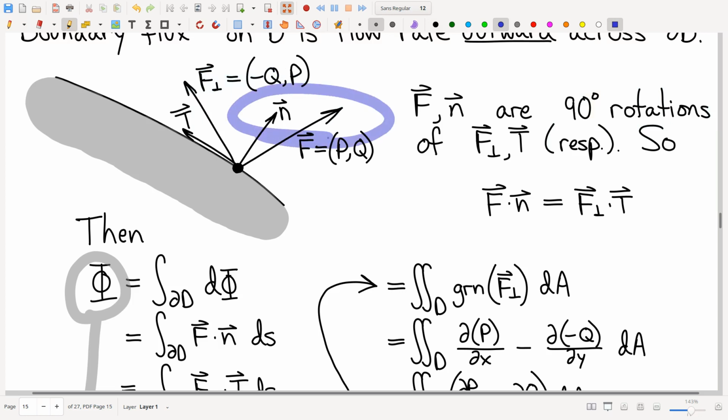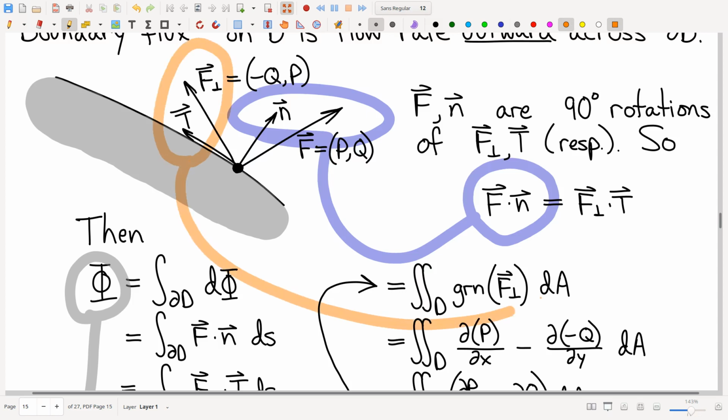This pair of vectors right here, and, oh gosh, color choices. This pair of vectors right here, I claim they have the same dot product. Why would that be? It's going to come from just realizing how dot products work. Dot products are computed by looking at the magnitudes of these two vectors and the angle between them.